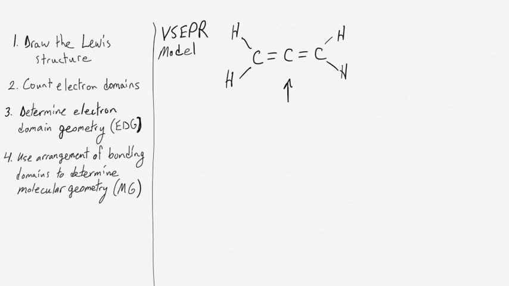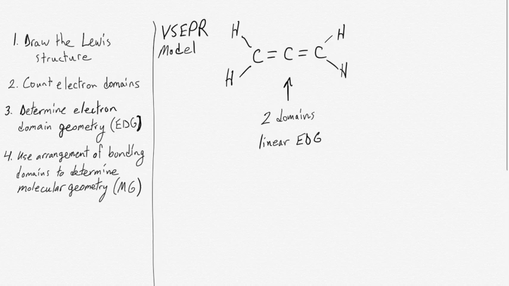Our central carbon atom has only 2 domains. 2 domains give you a linear structure. The easiest way to arrange 2 things around a central point is to put them 180 degrees apart from each other. You end up with a linear system. So this is a linear EDG. Because both of these domains are bonding domains, it also has a linear molecular geometry. Anything that is linear has bond angles of 180 degrees.